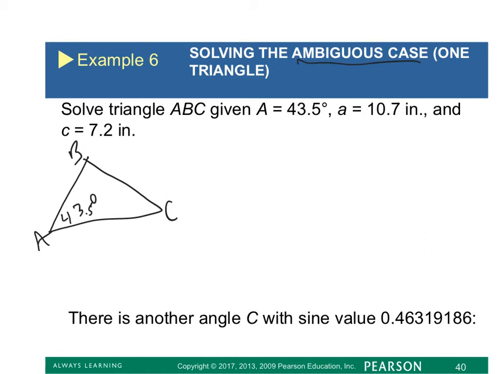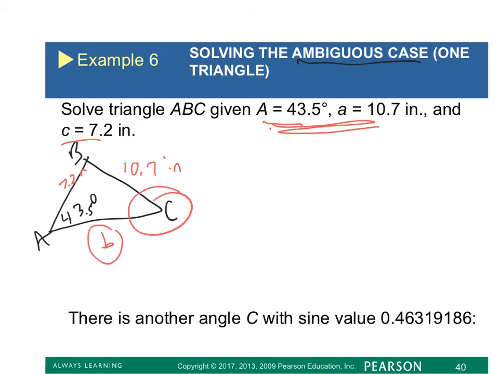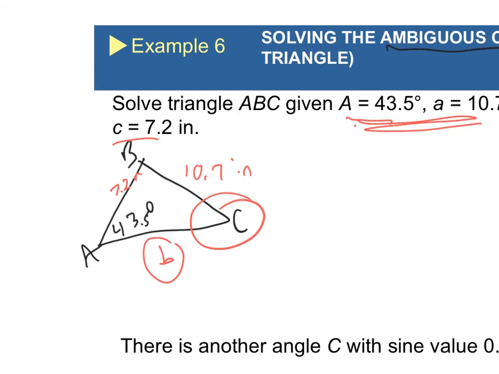And that's this one. Side A across from it, that must be my pair. 10.7 inches. Side C is 7.2 inches. So what am I missing? I'm missing side B. I'm missing angle C. And, oh wait, I don't have angle B either.